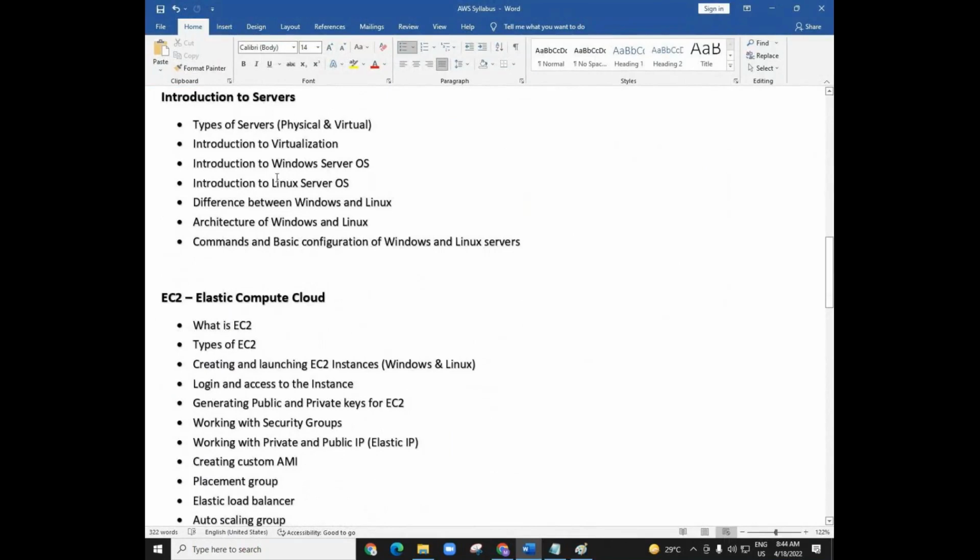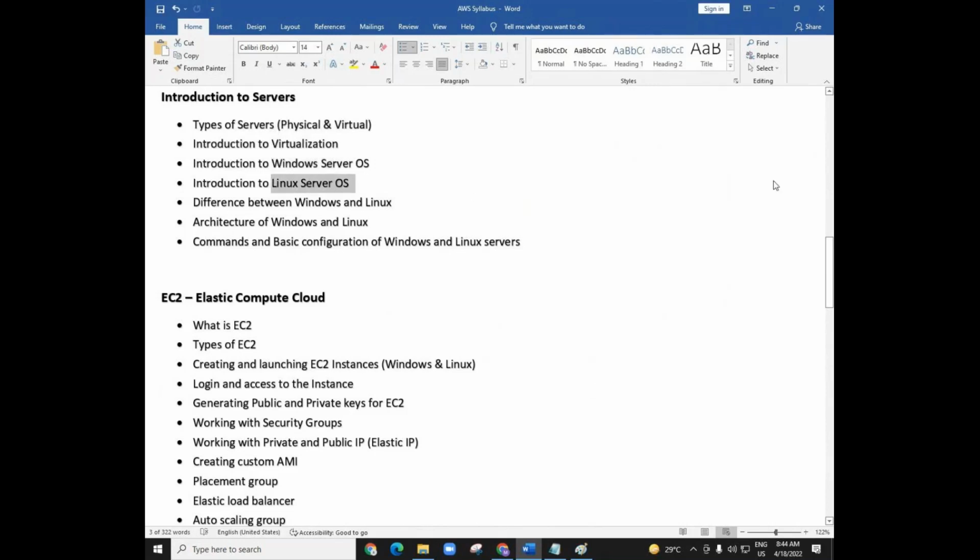So now we are into the server part. We need to understand what is a physical server and what is a virtual server. There is a concept called virtualization. This is again a very important concept that we need to understand. Then I will take you through the Windows Server operating system and Linux Server operating system.